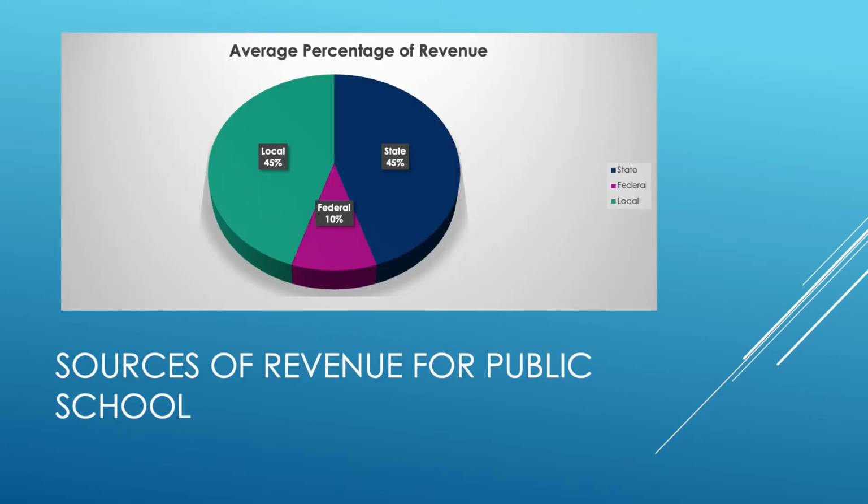The revenue for public schools is derived from three distinct areas: state, local, and federal government. The state provides approximately 45%. Again, that's the national average. The local jurisdiction provides 45%, and the federal government provides 10%, and in some cases even less, in terms of the total revenue for the local schools.